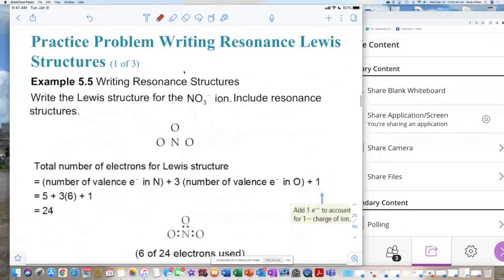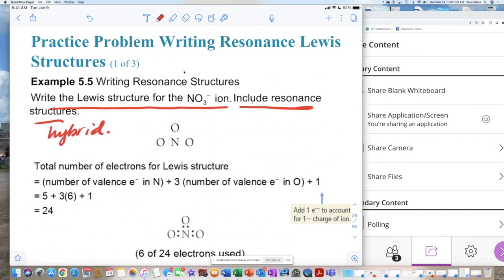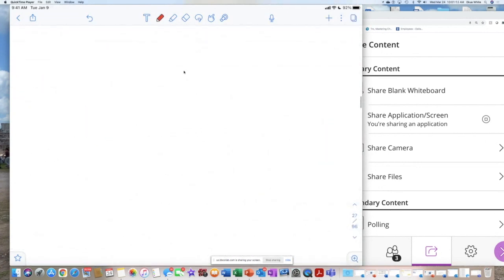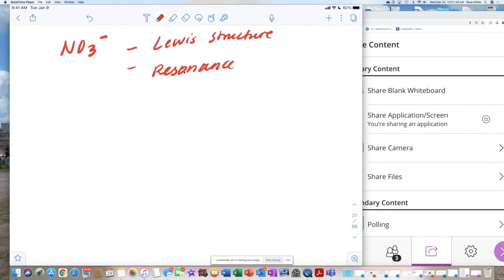Okay. So here we're told: write the Lewis structure for NO3 minus ion, nitrate ion, include resonance structures. I'm going to add something to this question and say not only include all the resonance structures, but also the hybrid. Why not? Let's go all the way. We've come this far. Yeah, this chapter is kind of long. So we've got nitrate. We're going to draw the Lewis structure. After that, we're going to do the resonance hybrid.